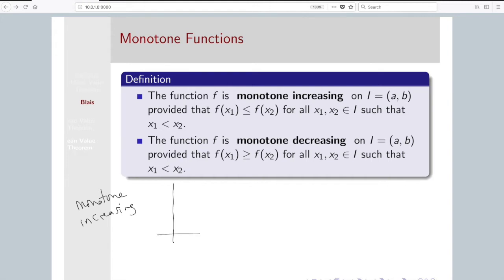So for a monotone increasing function on an interval AB, you may be going up, but you can level off and then continue going up. We can't go down, but we can level off. And for monotone decreasing, it's the same principle. You're going down or leveling off.